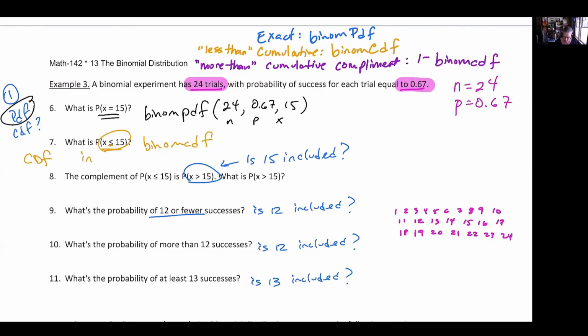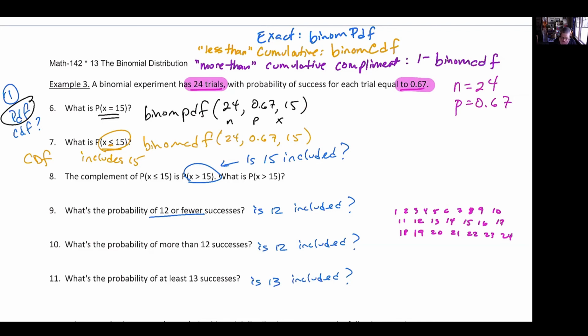Yes, because you see it's got that "or equal to." Okay, so my binomcdf is 24, .67, and 15 again. Do you see how they look exactly the same? Do you see that the only difference is the P versus the C? Okay, that's not a coincidence. It's just like we did up above, exactly 15 versus 15 and below.